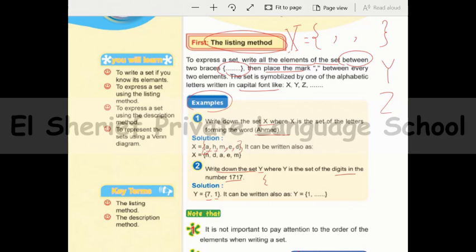The repeat is not important, so we can put 1, 7 and 1 and 7. That means we repeat 7 and repeat 1. So in a set we don't repeat the element, so we can put 7 and 1, or we can also write it as 1 and 7, and we can change the order, but we can't repeat the element.